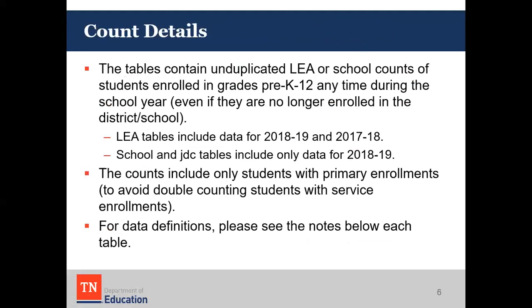Count details. The tables contain unduplicated district or school counts of students enrolled in grades pre-K through 12 anytime during the school year, even if they are no longer enrolled in the school or district. The LEA tables include data for 2018-19 and 2017-18. The school and JDC tables include only data for 2018-19. The counts include only students with primary enrollments to avoid double counting students with service enrollments. For data definitions, please see the notes below each table.